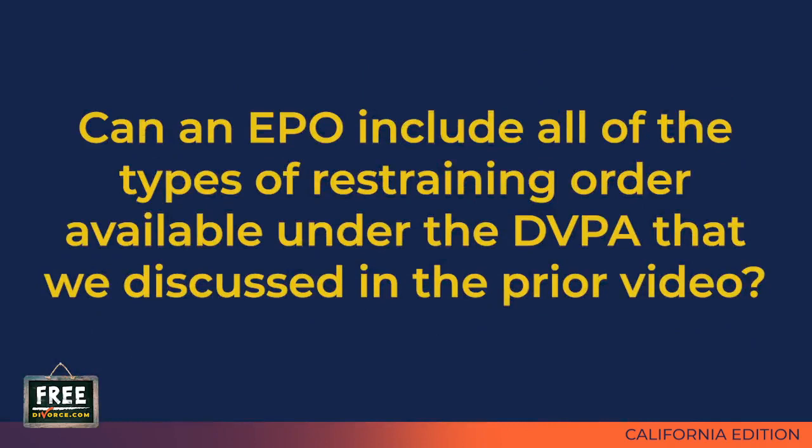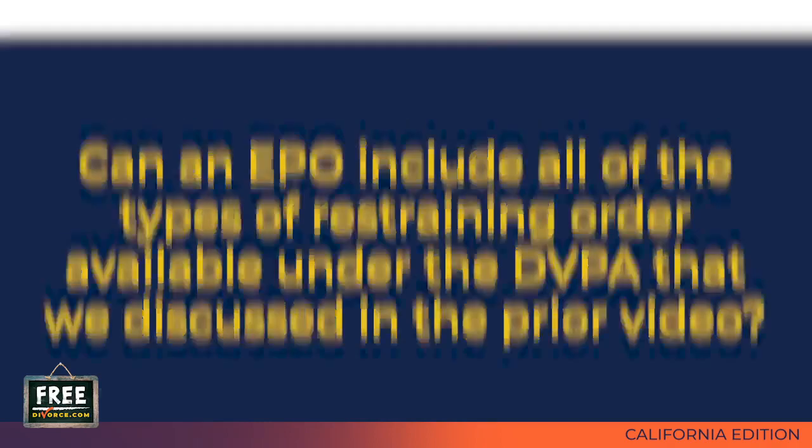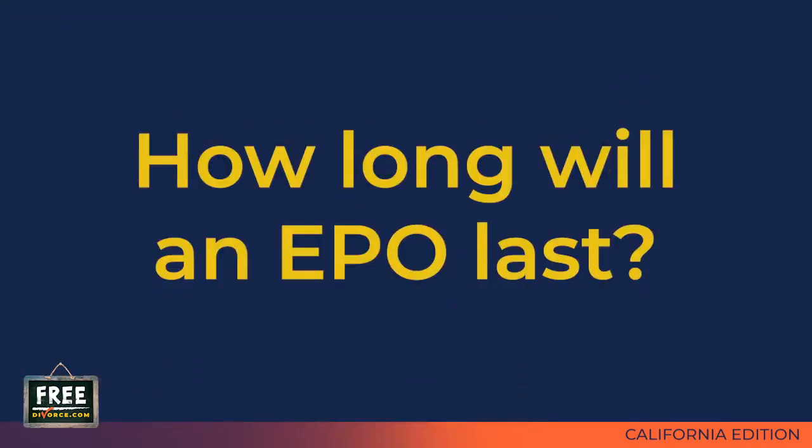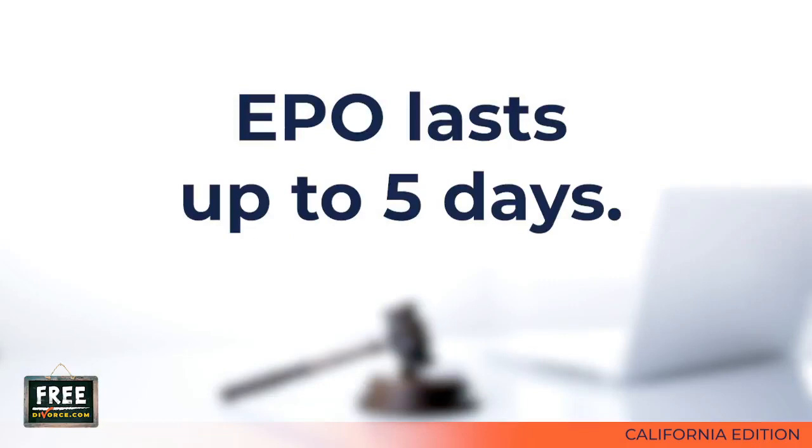Can an EPO include all of the types of restraining order available under the DVPA that we discussed in the prior video? An EPO cannot grant all of the types of orders that are available under the DVPA, but an EPO can include a personal conduct order, a stay-away order, a move-out order, a child custody order, and a no guns or other firearms or ammunition order. How long will an EPO last? An EPO will typically expire in just 5 days. The EPO will state the exact date on which it will expire.